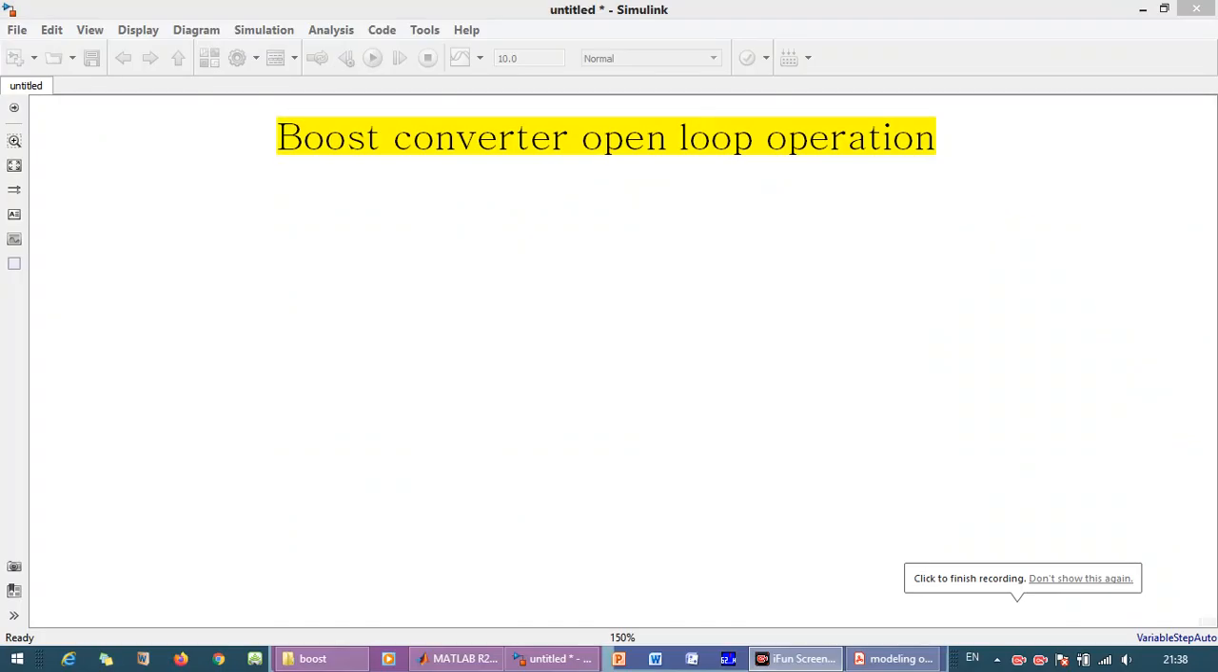Hello everyone. In this video we are going to perform the MATLAB simulation of the boost converter in open loop mode. So we are going to perform the open loop operation of the boost converter.